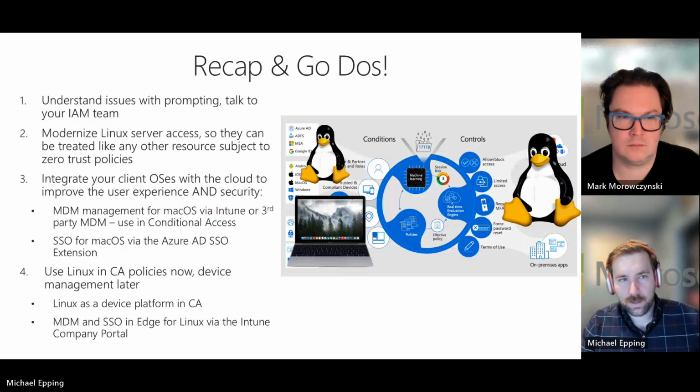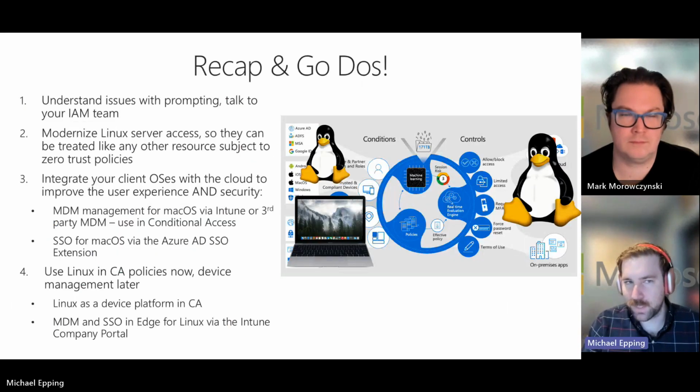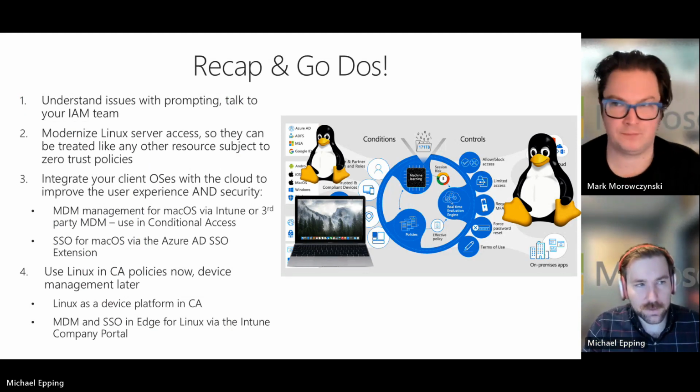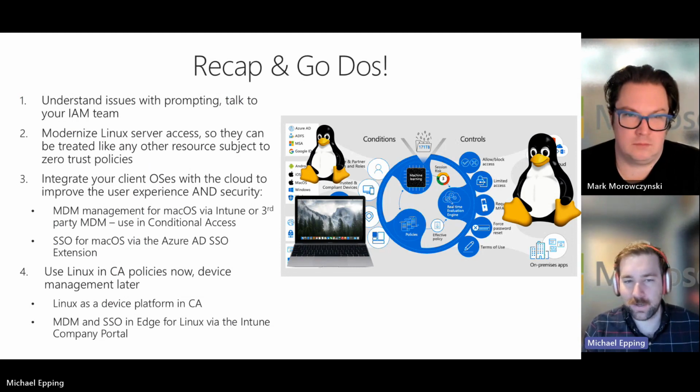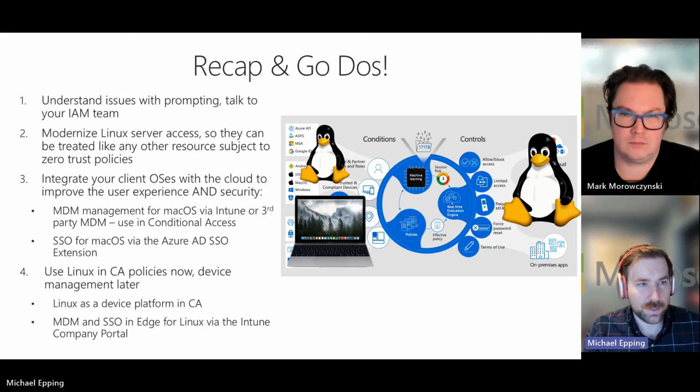And so with that, we have a couple of recaps and to-dos for you. So one is understand your issues with prompting. So talk to your identity and access management team, look at that workbook to see if there's any issues in your environment that you're not aware of. Another one is modernize your Linux server access so that they can be treated like any other resource and be subject to those zero trust policies.